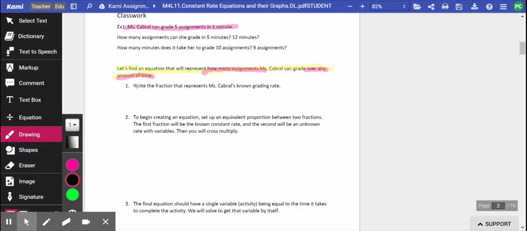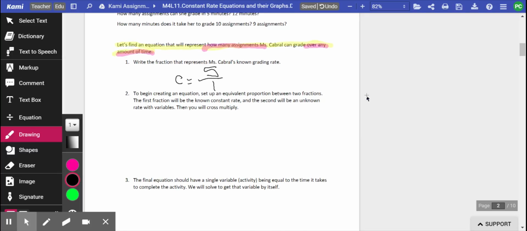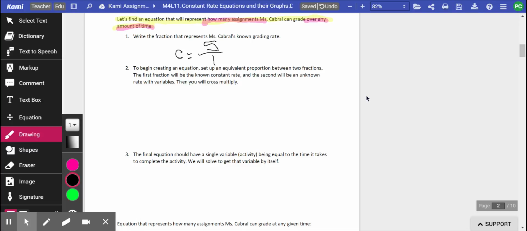So the first step that I've put here to get you on your way to creating an equation is to use the fraction that represents the constant rate that's known. In this case, the rate for my grading is 5 assignments in 1 minute. So I'm going to put C right here because C represents constant rate. So we know that my constant rate is 5 over 1. We have to use that to create an equation.